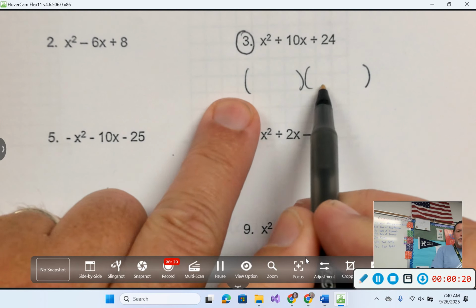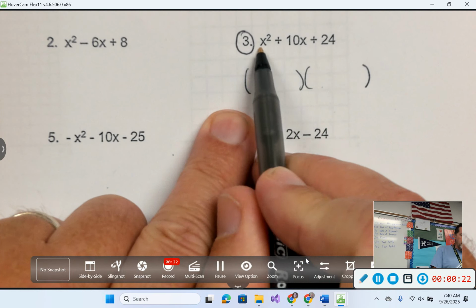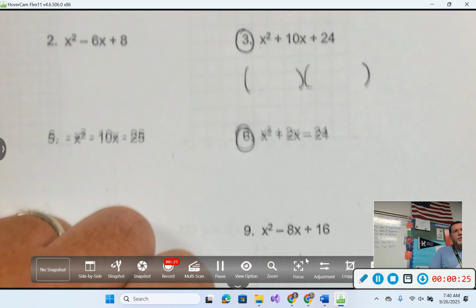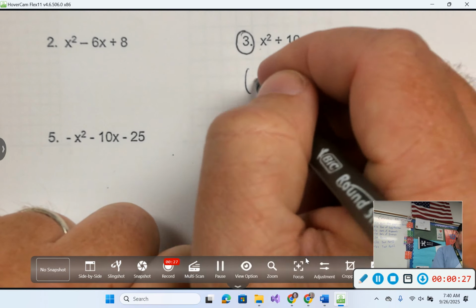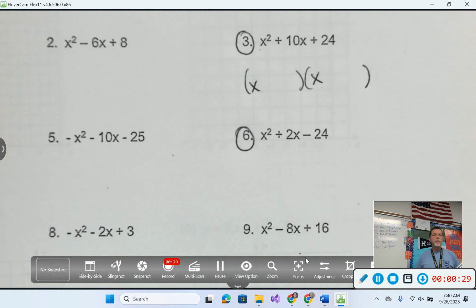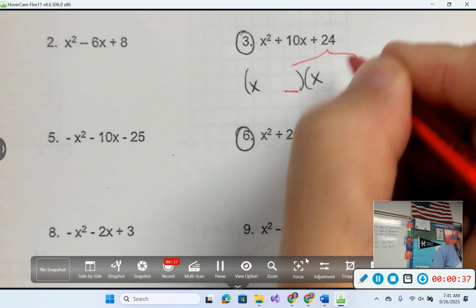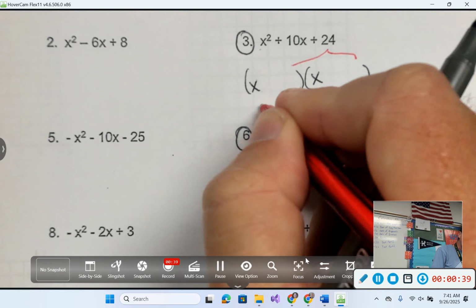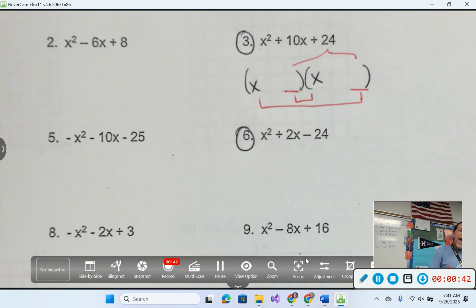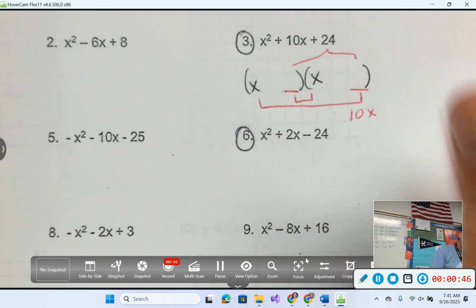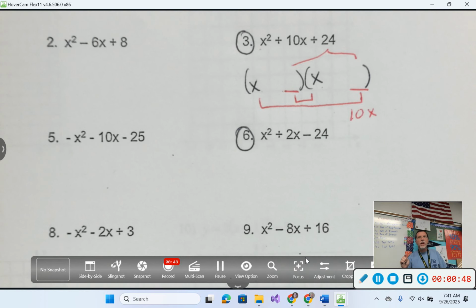The two things that are here would have multiplied to be x squared. So what times what would get me x squared? X. And we know the two things here would multiply to be 24, excuse me, and they would add or combine to make 10x. So I need to come up with two numbers that multiply to 24 and add to 10.